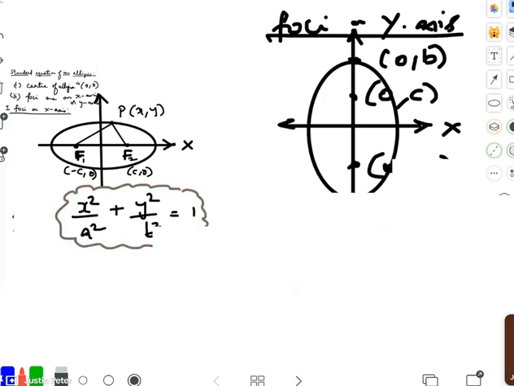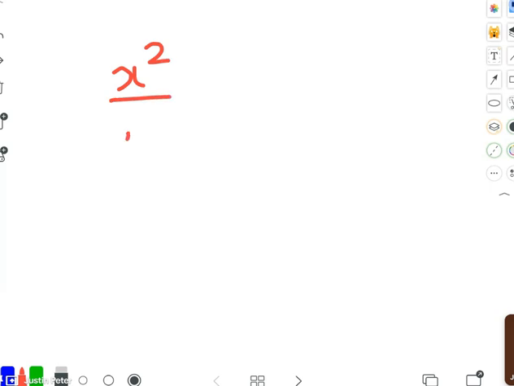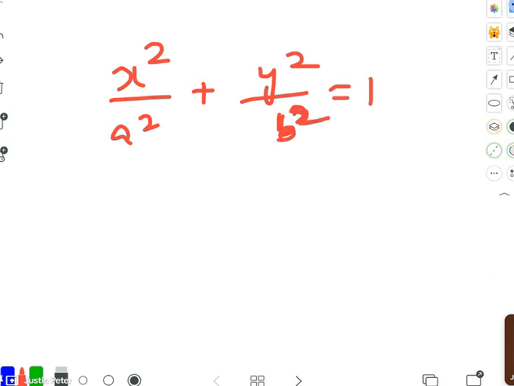So now I'm going for the derivation for this equation, x squared by a squared plus y squared by b squared. Did you guys see this in school? Or was it skipped for you guys? Yeah, it was skipped. Okay.